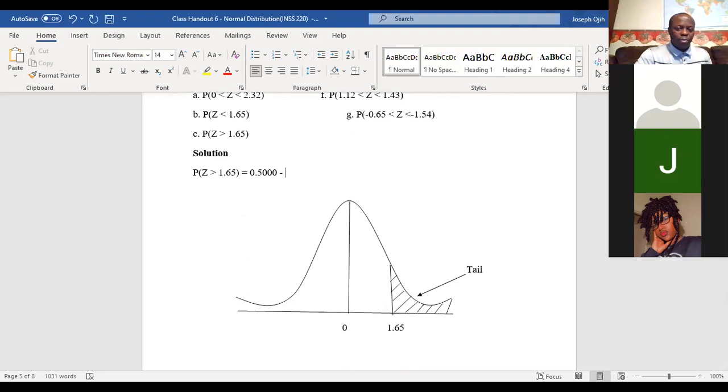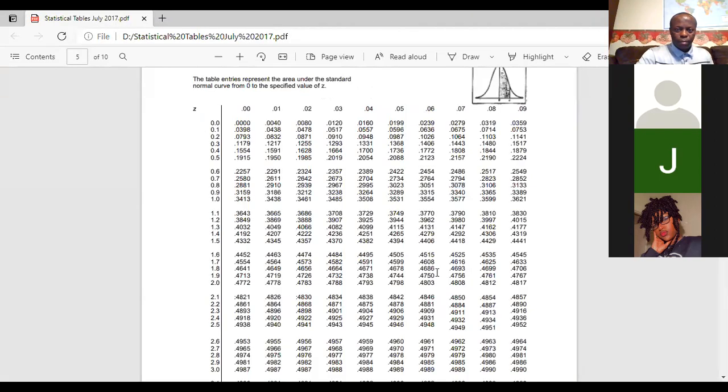Okay, 1.65. So I will now take you back to the table. I think 1.65 is 1.6 right here. Then you go on that 5. So you can see that it is 1.6 and it is under 5. 0.4505. Now we're going to write it down.